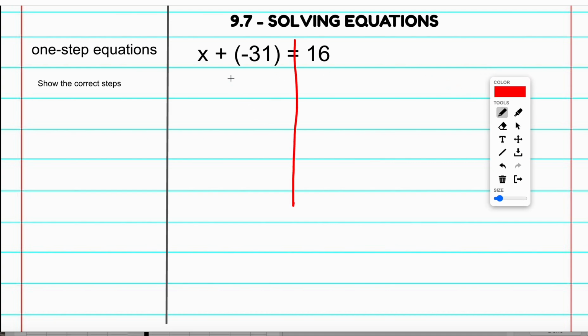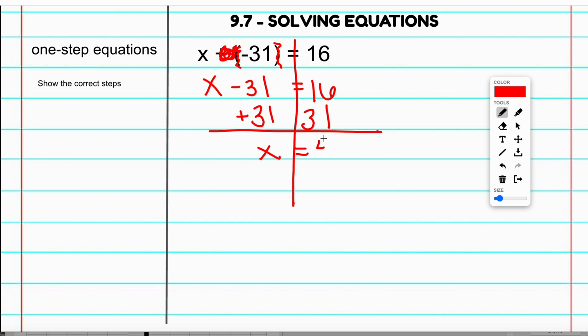All right. So x, yes, I'm adding a negative 31. So the opposite would be subtracting a positive 31. But we don't want to do that because we'd be subtracting 2. So basically, ignore this. Remember, these are the unnecessary things that you don't need. This really just says x minus 31. So sometimes it's easier to get rid of all those unnecessary things. So we are adding 31 to both sides. x equals 47.